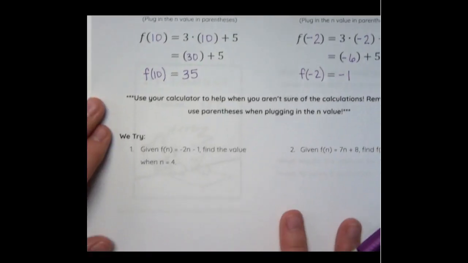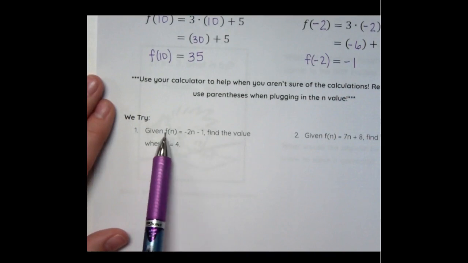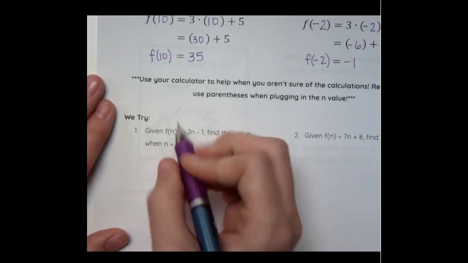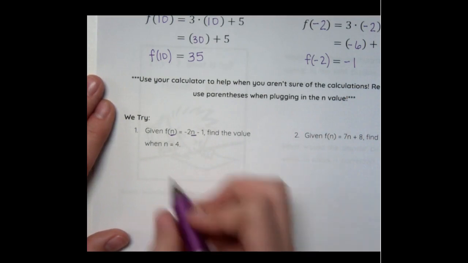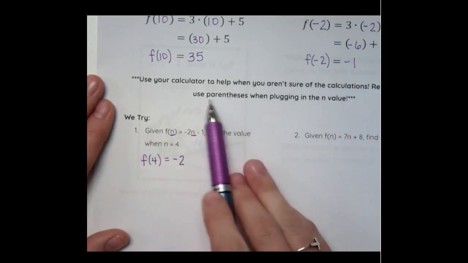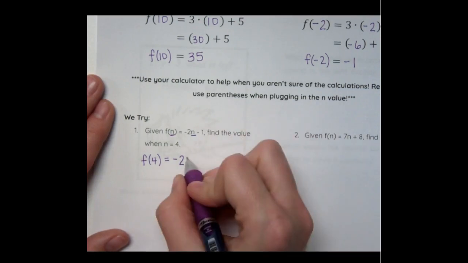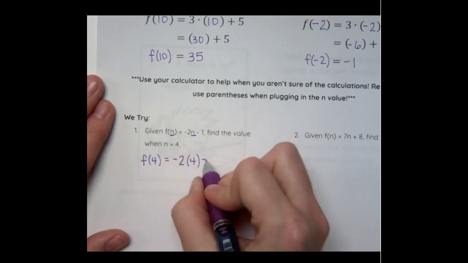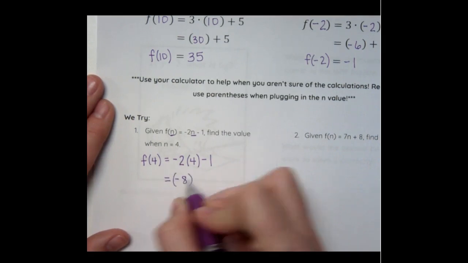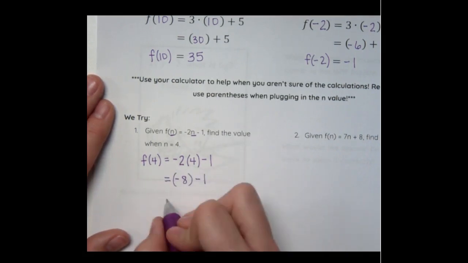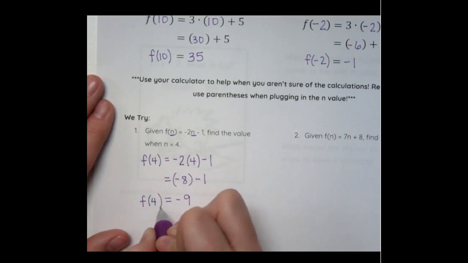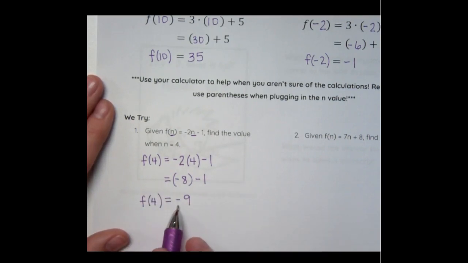So let's try some together. So looking at number 1, it says, given this function, f of n equals negative 2n minus 1, find the value when n equals 4. So every time I see an n, I'm plugging in 4. So f of 4 equals negative 2. Now remember it says, remember to use parentheses when plugging in an n value. So I'm going to use parentheses to plug in the 4 minus 1. So now I've got negative 2 times 4 gives me a negative 8. We still have the minus 1. Equals negative 8 minus 1, negative 9. So when n is 4, f of 4 is negative 9.